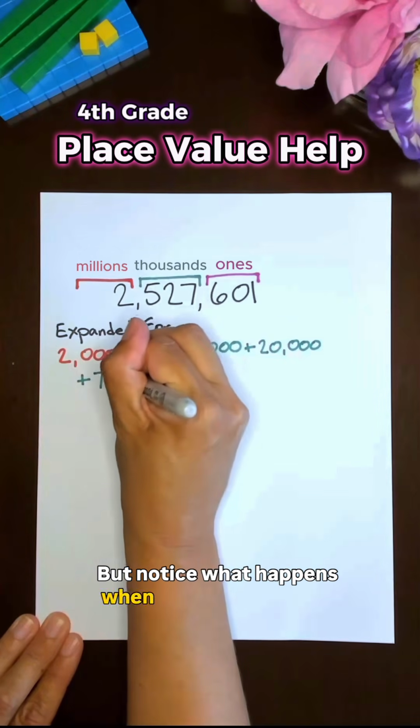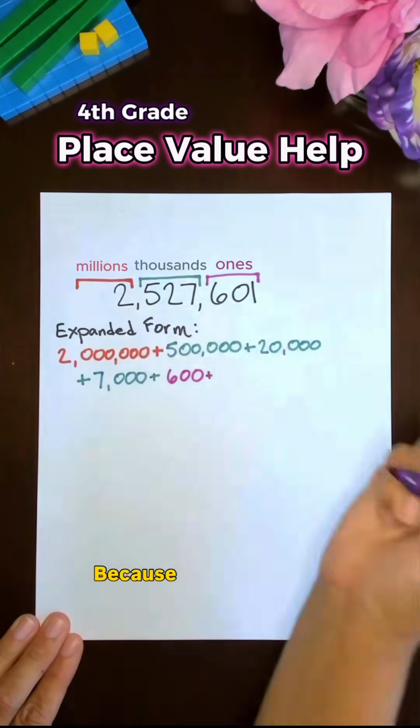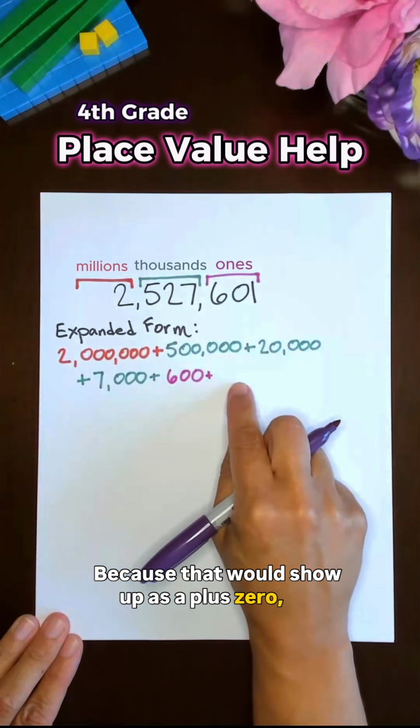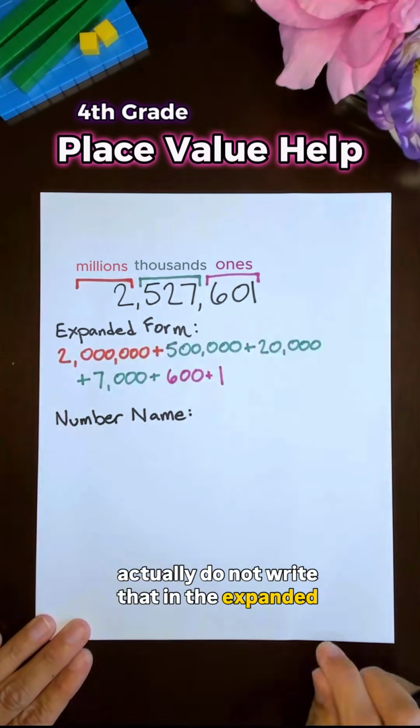But notice what happens when we get to the 0 in the tens place. Because that would show up as a +0, we actually do not write that in the expanded form.